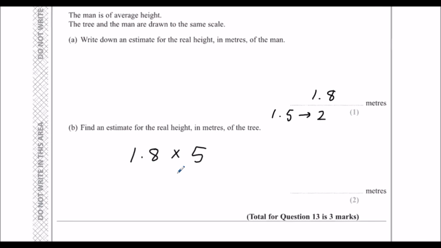So 1.8 times 5, how do we do that? 1.8 times 10 is 18, and half of that is 9. So I'm going to estimate that the tree is 9 meters tall, but anything, depending on your answer to part A, and whether you use 5 or 6 here, anything between 7.5 and 12 meters would be okay for that answer.